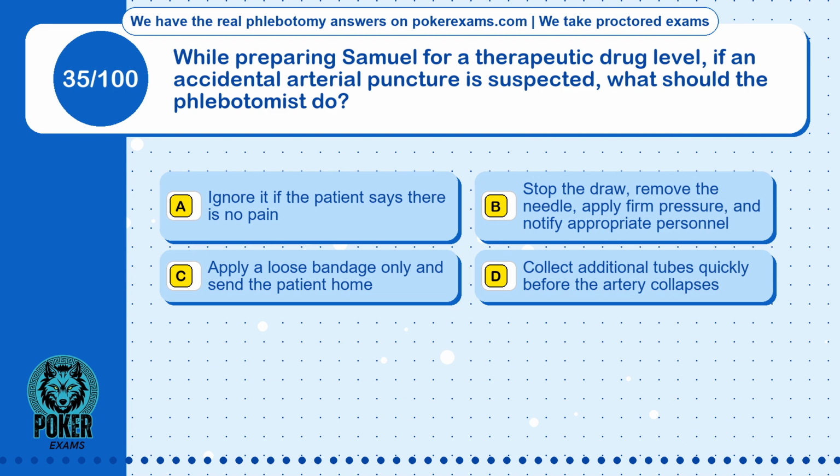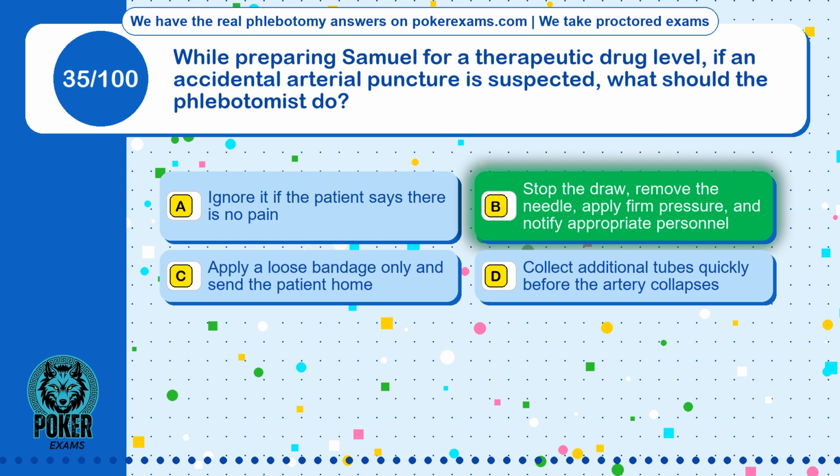Question 35. While preparing Samuel for a therapeutic drug level, if an accidental arterial puncture is suspected, what should the phlebotomist do? Option A. Ignore it if the patient says there is no pain. Option B. Stop the draw, remove the needle, apply firm pressure, and notify appropriate personnel. Option C. Apply a loose bandage only and send the patient home. Option D. Collect additional tubes quickly before the artery collapses.